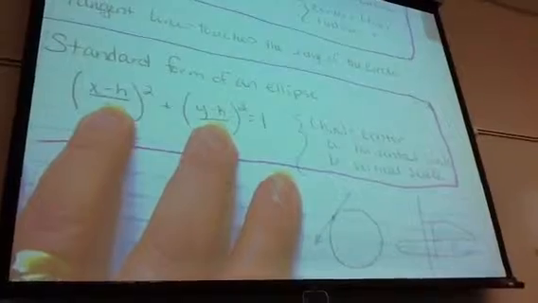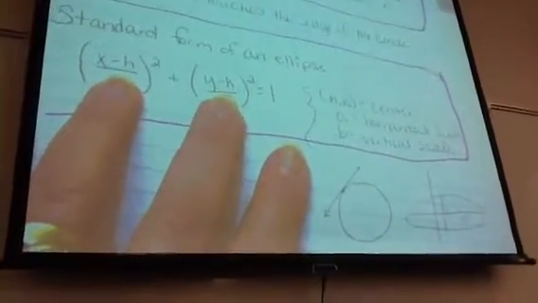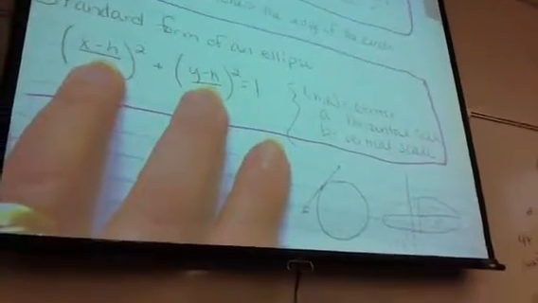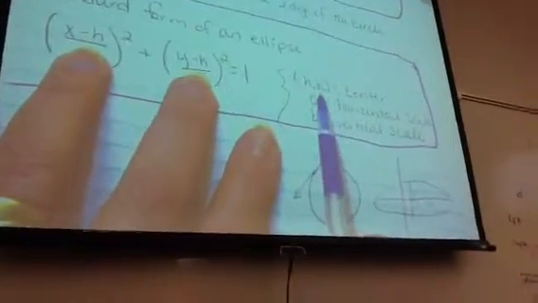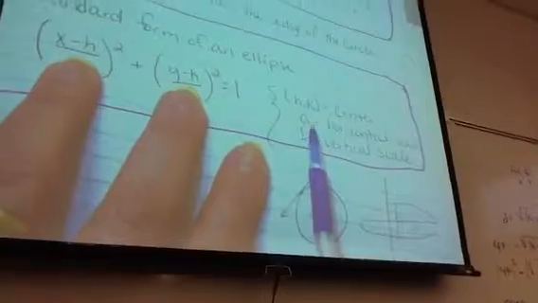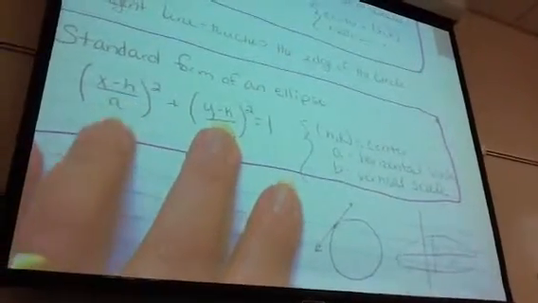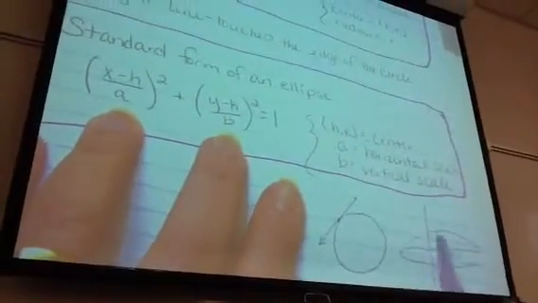Hold on for me, guys. We'll go over it here and then we'll start the problems tomorrow. So our center is h and k. Our horizontal scale, how far out it goes, is going to go down here with my A, and how far up and down it goes is going to go here with my B.